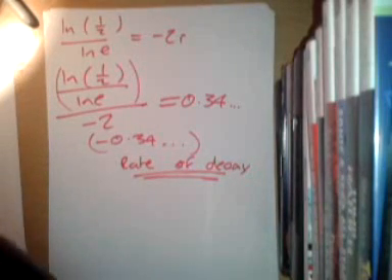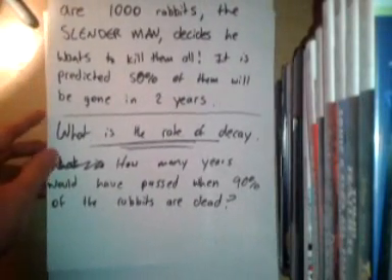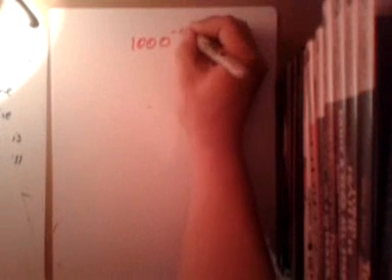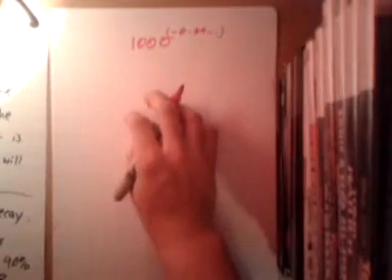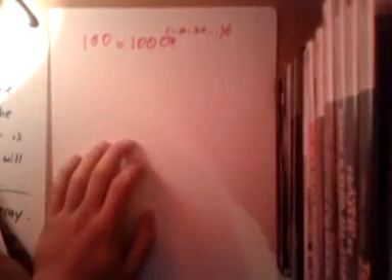And this allows us to then go on to the next question, which is how many years will have passed when 90% of the rabbits are dead. So we've got our initial value, which is going to be 1,000. We've got our rate of decay, which is minus 0.34 dot dot dot. Remember, you want to keep that in your calculator. And we don't have our time, but we've got how many we want, because it's 90%. So we're getting rid of 90% of the rabbits, so we have 100 rabbits left. Okay, oh, don't forget your value, that's a bit stupid.